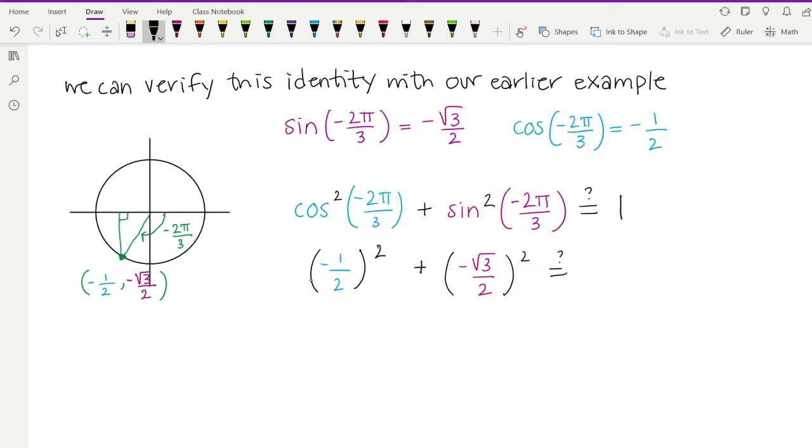And we're double checking that that in fact gives us 1. So negative 1/2 squared would be equal to 1/4. Negative square root of 3 over 2 squared is going to give us 3 over 4, right? Because square root of 3 squared is 3.